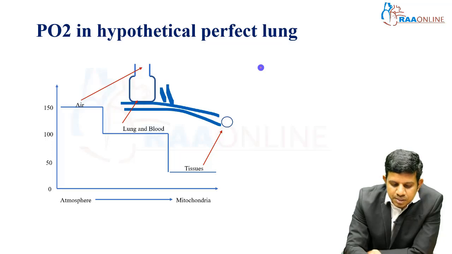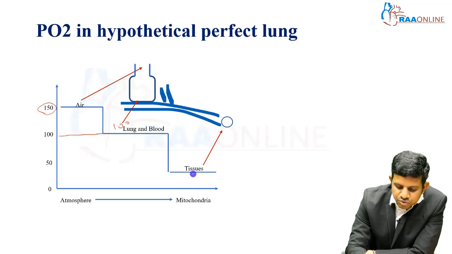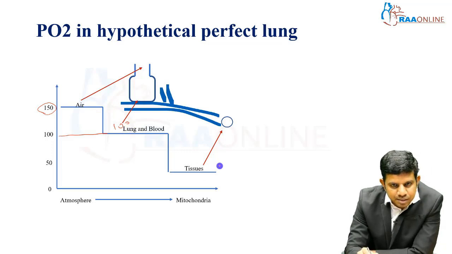For example, the inspired gas PO2 used to be 150. When it reaches the alveoli, its PO2 used to be 100. When it goes further to the tissues, the PO2 used to be around 30 to 40. So the PO2 is serially decreasing. Partial pressure of oxygen from the inspired gas is 150, at the alveoli level it is 100, and at tissue level it is lesser than 100. It is a normal thing.